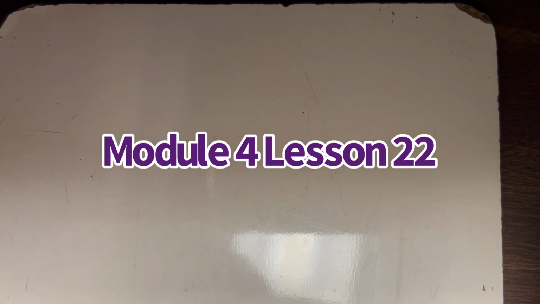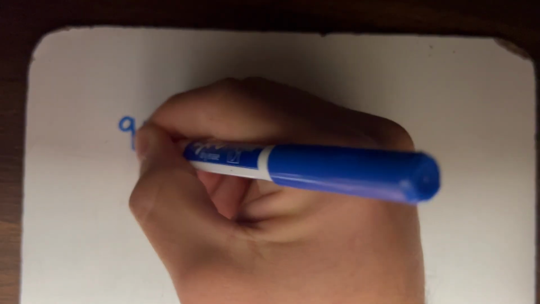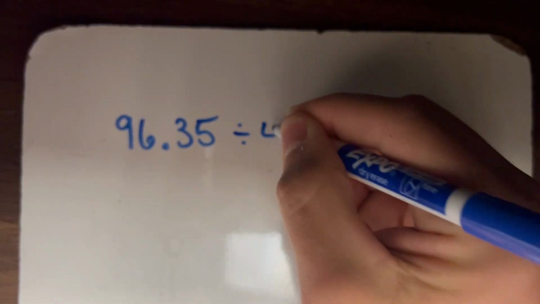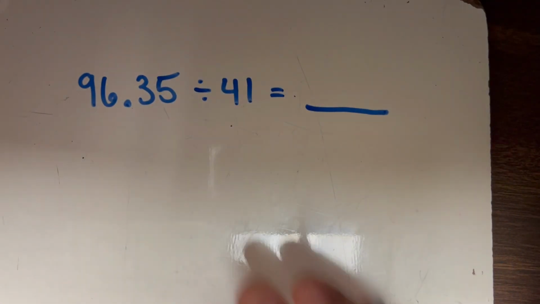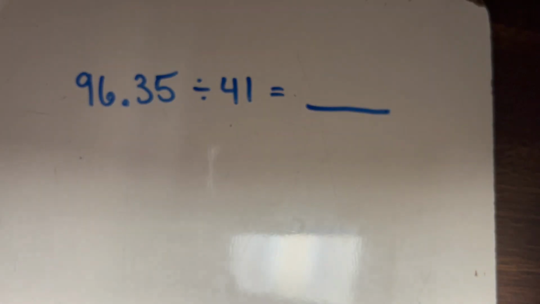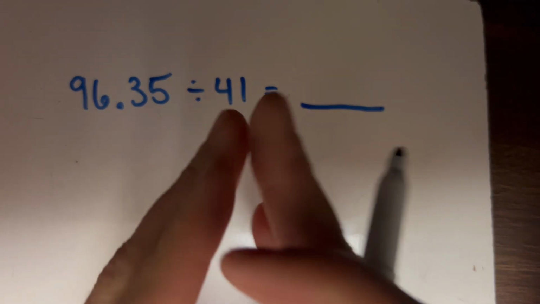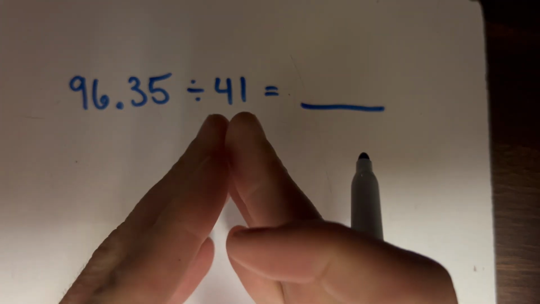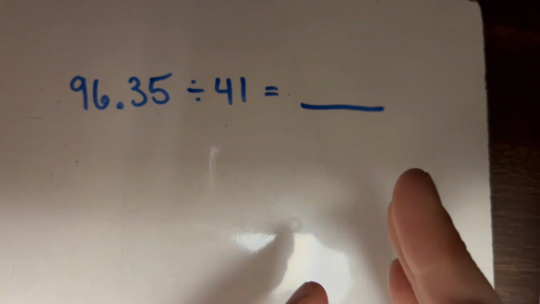So this question's coming right off your homework, little Easter egg here for you. So 96 and 35 hundredths is our dividend, divided by 41, our divisor, equals blank. All right, so underneath your title, you can write that. And just a quick review of division. We're splitting this number up into 41 groups. So if this was like $96.35, and I'm splitting that up between 41 people, let's say, we're trying to figure out how much each person gets.